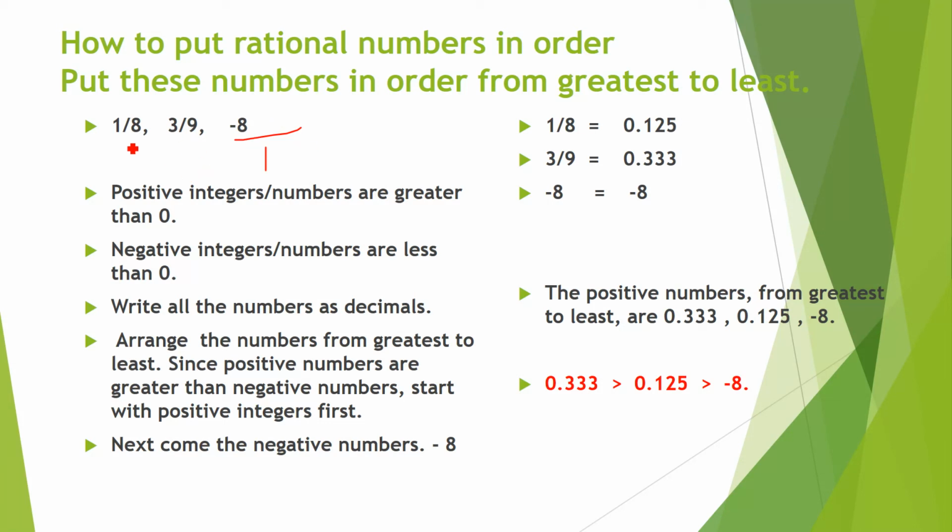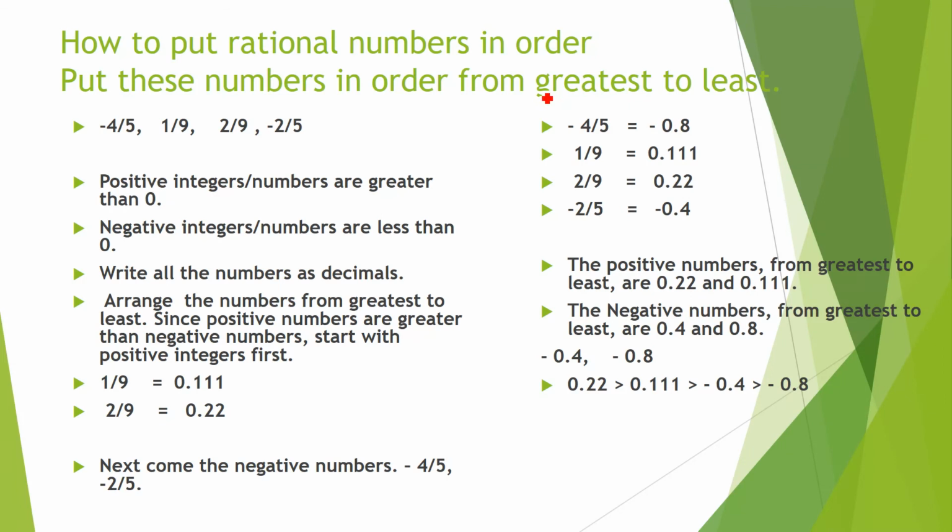Here in this case we have positive rational numbers as well as a negative rational number. So 1 over 8, when you use the calculator or do it manually, you will get 0.125. 3 over 9 is equal to 0.333. Minus 8 is equal to minus 8, right? Again, the order is greatest to least. So among these three, 0.333 is the greatest, then second is 0.125, and the third one is minus 8. So this is the order of the rational numbers from greatest to least.